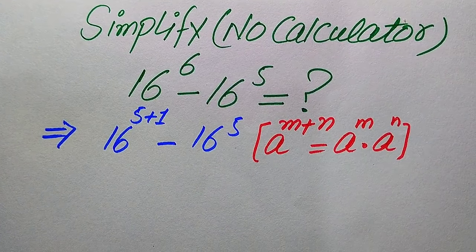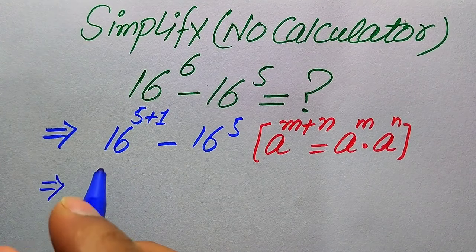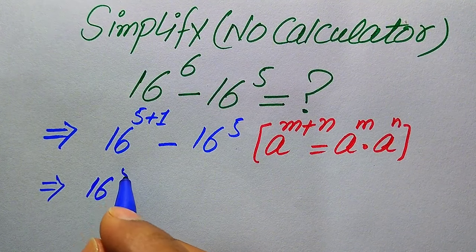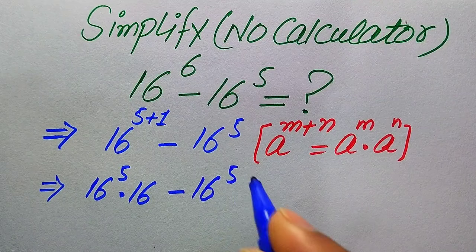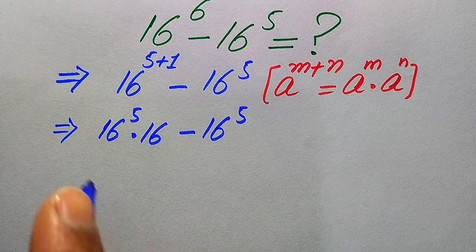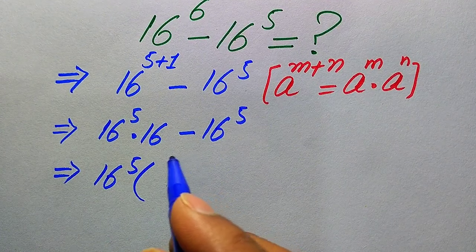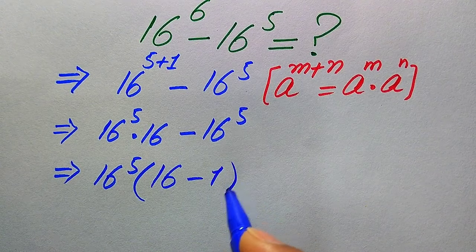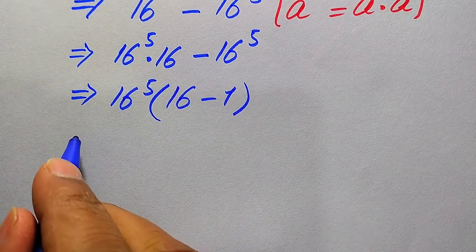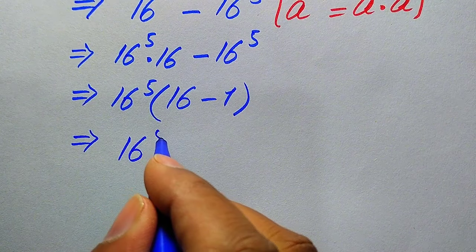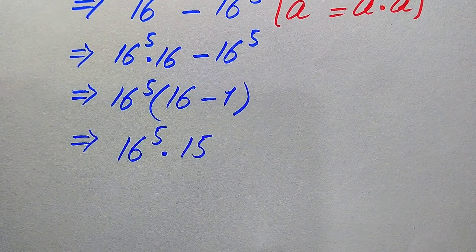So according to this rule of exponents, 16 to the power of 5 plus 1 becomes 16 to the power of 5 multiplied by 16, minus 16 to the power of 5. In the next step, we take common 16 to the power of 5, and the remaining values are 16 minus 1. Further simplifying, we get 16 to the power of 5 multiplied by 16 minus 1, which is 15.